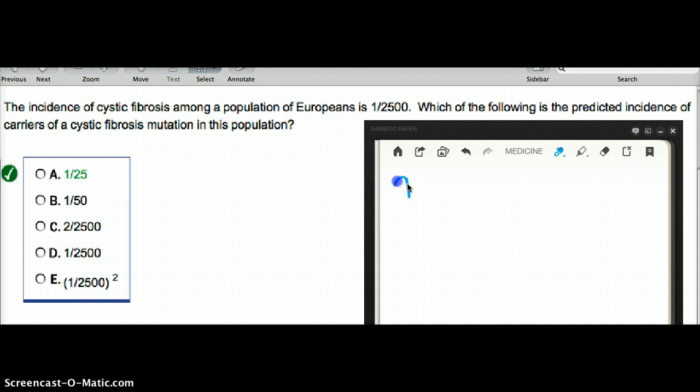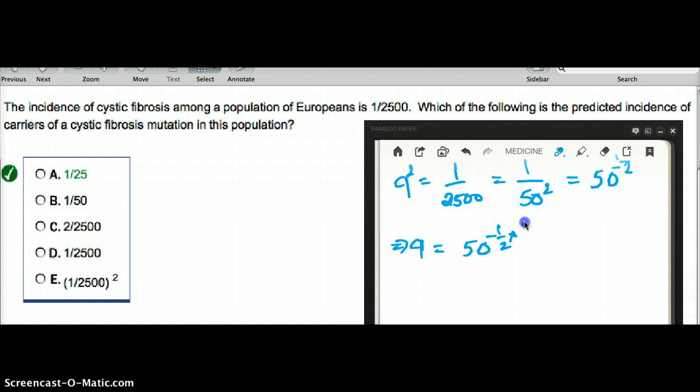So we have q squared is equal to 1 out of 2,500, which is also equal to 1 over 50 squared. Then q is equal to 1 over 50, since the 2 and the 2 cancel. Clear, right? So we know the value of q.